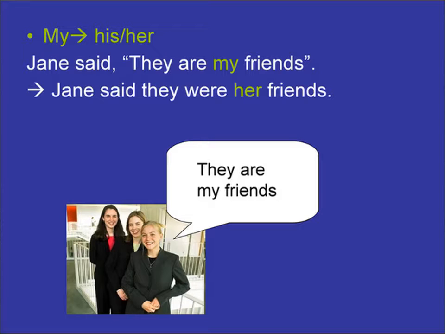Jane said, we didn't use that here. We didn't use the quotation marks. We changed the capital letter into a small letter. They were her friends. So here we have are that is changed to were, and we have my which is changed to her.